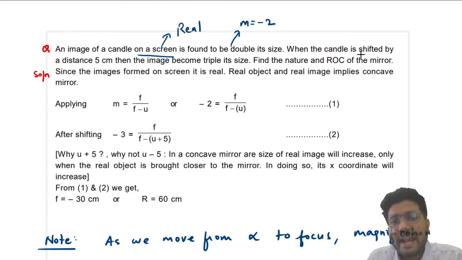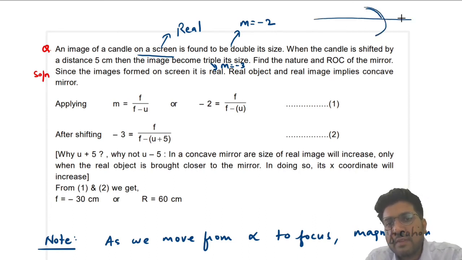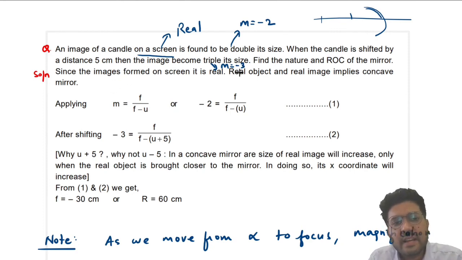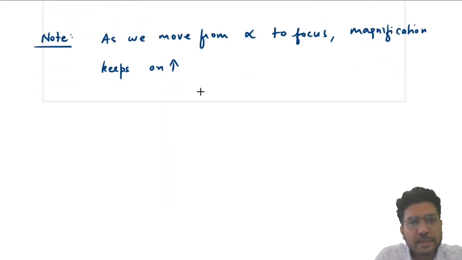Then the candle is shifted by a distance of 5 centimeter, but they have not given you where it is shifted, right or left. They have just said that the candle is shifted by 5 centimeter. The image becomes triple in size, that means m becomes -3. What does this mean? As we move towards the focus, the magnification increases. Here the magnification has increased, so we will say that the object has moved 5 centimeter towards the focus.